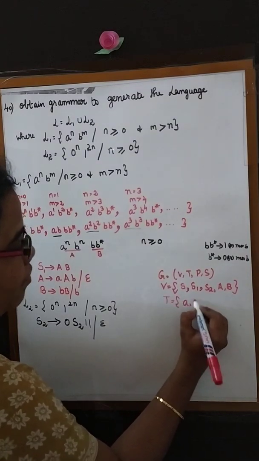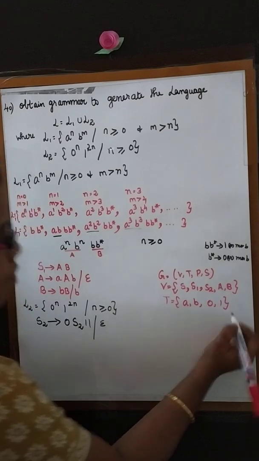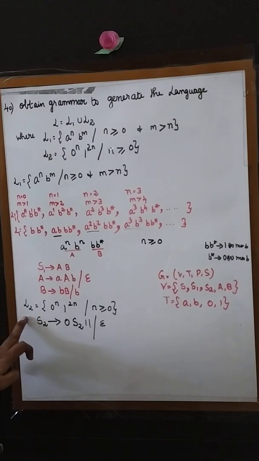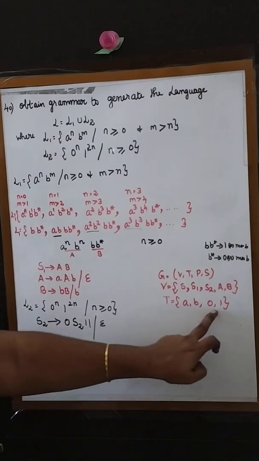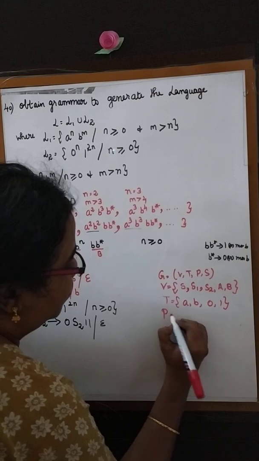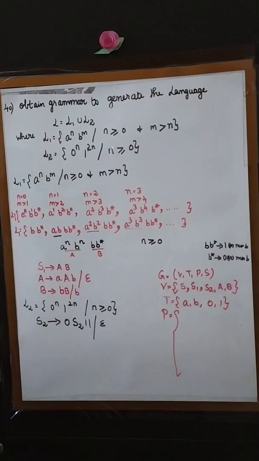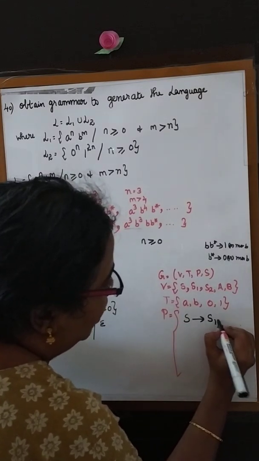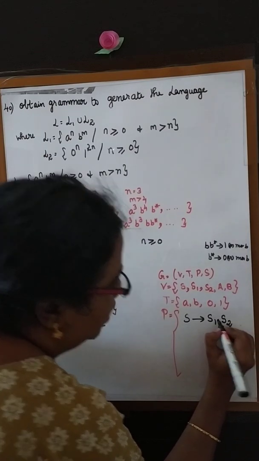Next, what is my T? In T I will have a comma b and also 0 comma 1. Here in language 1 I have the input symbols a and b, whereas in language 2 I have got 0 and 1, that is why I have written here. And P. So here in P only a small twist is there. They told you that the language is equal to L1 union L2. When it is a union, how will we be writing the grammar? We will be concatenating it. That is, my S will have S1 dot S2.